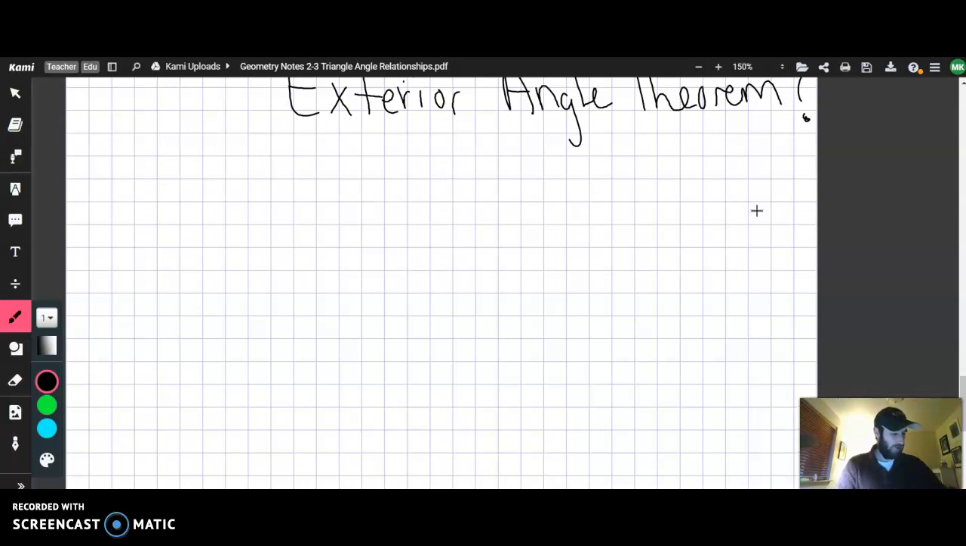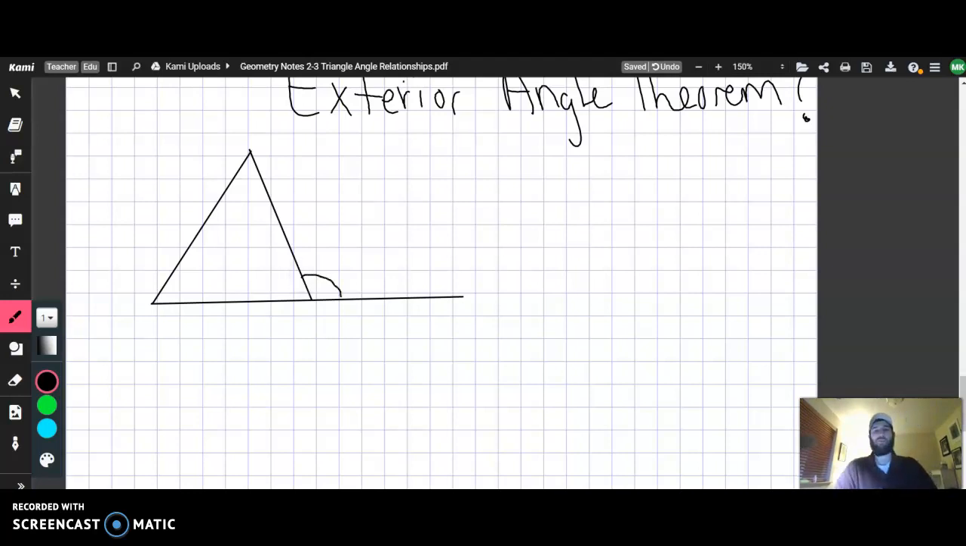So, the exterior angle is still going to involve a triangle, so we have one side of the triangle and the other side of the triangle. But the exterior angle theorem really comes into play when we extend a side of the triangle. So we're not going to end our line here. Instead, we're going to extend it farther than that. The exterior angle is the angle formed by that extended side outside of the triangle. So there is our exterior angle.